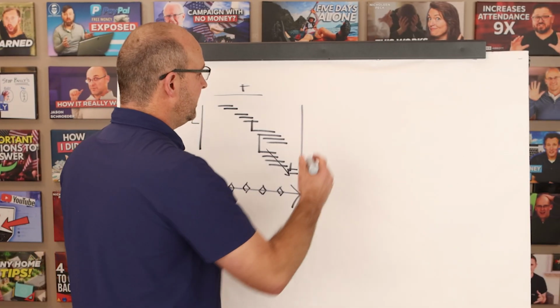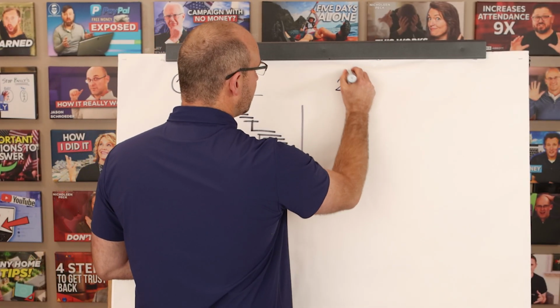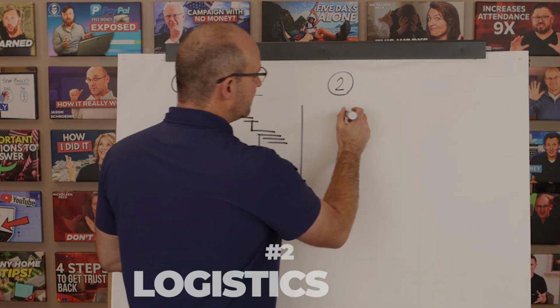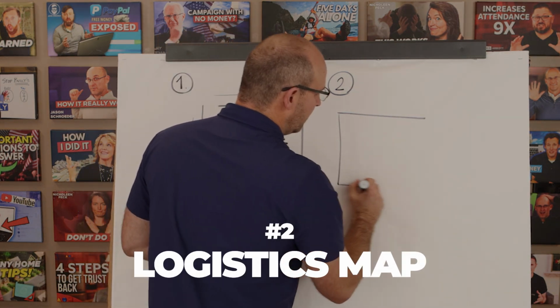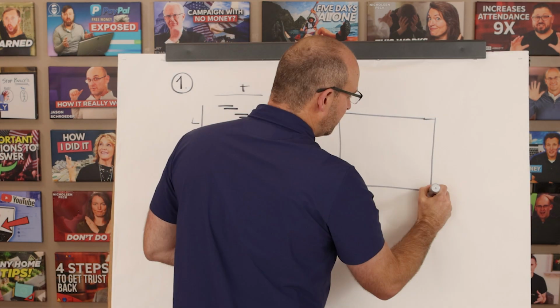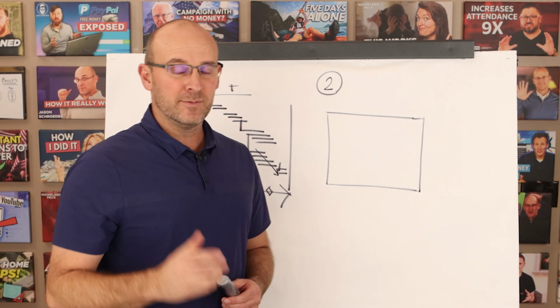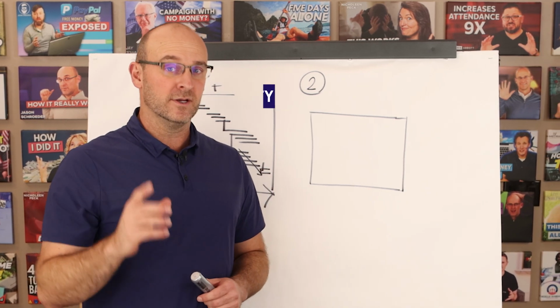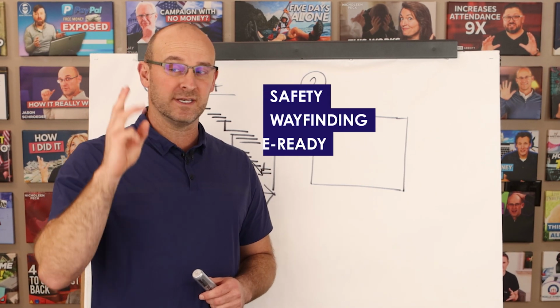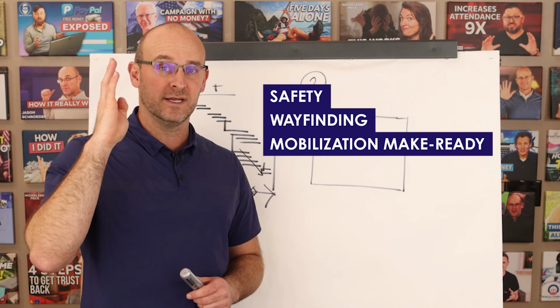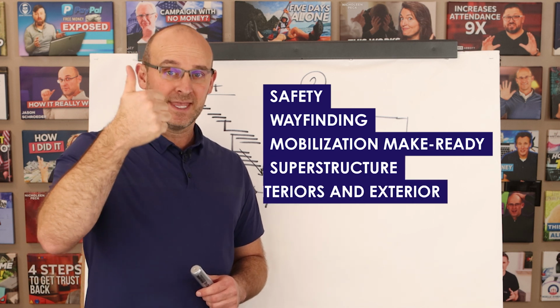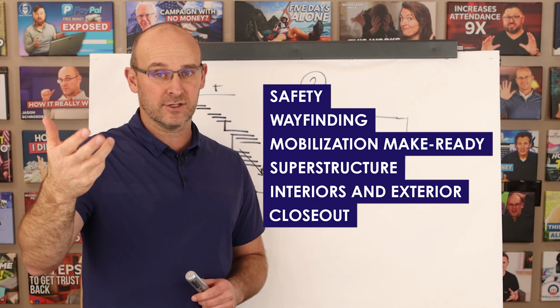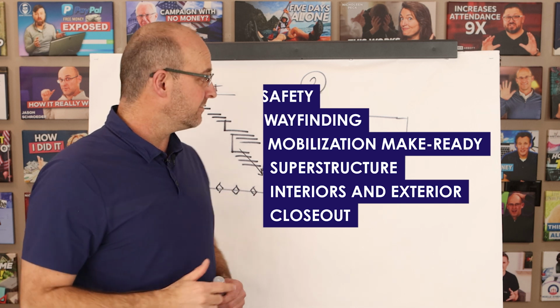The second thing that we need to have here in reference to our overall plan is the logistics map. And there's very few things that I like better than this. And there's typically about 6 types by the time you get done. One is safety, one is wayfinding, the other one is mobilization, make ready, superstructure, interiors and exterior, and then the closeout. So at least 6 different types.